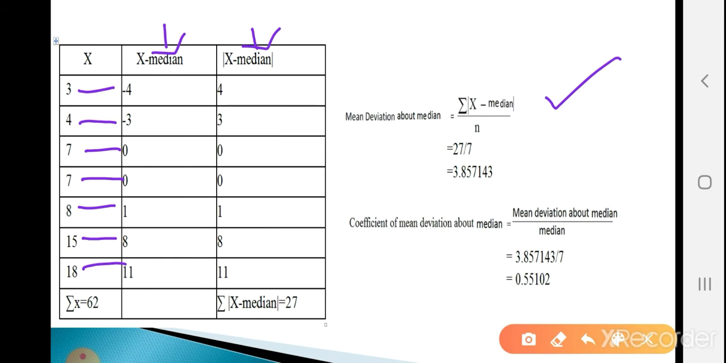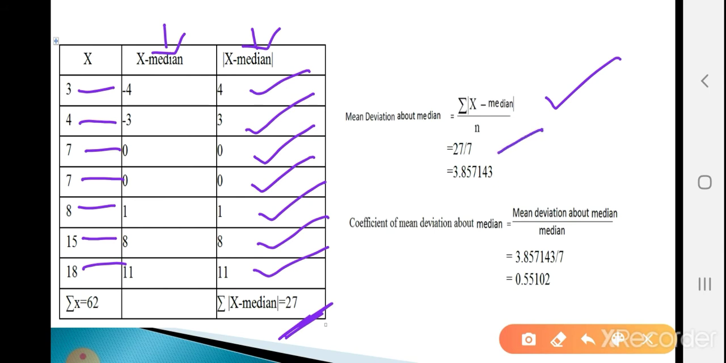Now, make the column mod of x minus median, that is the absolute values of column x minus median. So, the absolute value of minus 4 is 4, minus 3 is 3, 0, 0, then the absolute value of 1 is 1, the absolute value of 8 is 8, the absolute value of 11 is 11. Now the total of the last column is 27. So plug the values in the formula: sum of mod of x minus median is 27 and n is 7. So 27 divided by 7 is 3.857143.